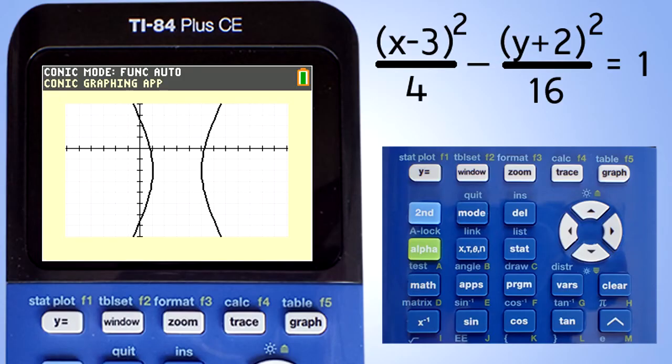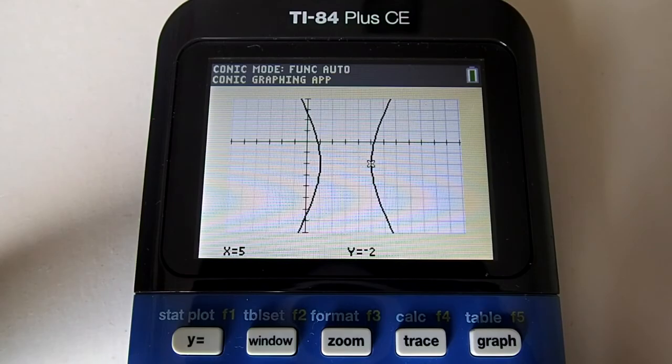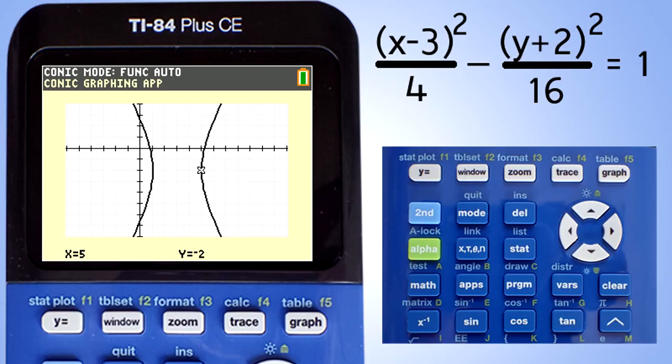Unfortunately, the numbers of the graph are not labeled, but you can press this trace button here. The trace should begin on the right vertex. Below you can see the coordinates of the right vertex. X equals 5 and y equals negative 2. To jump to the left vertex, press the up arrow key here. Below you can see the coordinates of the left vertex. X equals 1 and y equals negative 2.